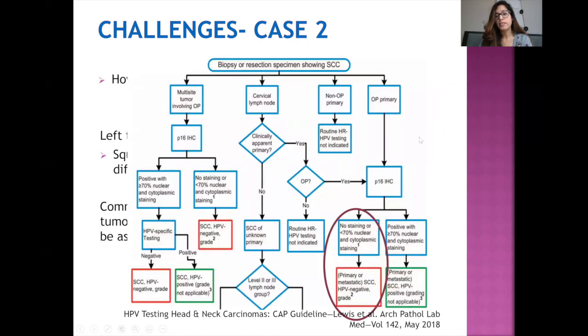If you'll notice, in the region of the oropharynx, once you perform P16 immunohistochemistry, you don't follow it up with any high-risk HPV testing because P16 testing in the oropharynx is an excellent surrogate marker for high-risk HPV. So you don't need to follow it up with ancillary testing, whether it's overtly positive or overtly negative. Here you can see if there's no staining or less than 70%, just call it outright HPV negative and you give a grade, whereas in the HPV positive, grading is not applicable.